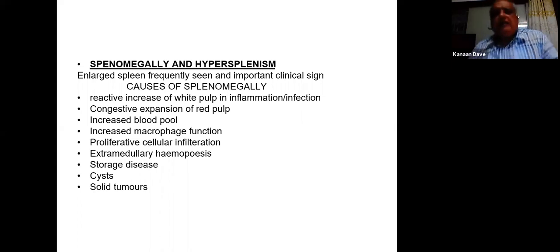I will give you a list where we have these molecules engulfed by the macrophages, and they proliferate in many of these conditions. And then we can have cysts within the spleen. A good example here is hydatid cyst, the dog tapeworm, the canine tapeworm, or Echinococcus granulosus, which presents with cysts. And we can have other types of benign cysts also within the spleen. And various solid tumors may also arise in the spleen. So that's a broad overview of what can cause splenomegaly.